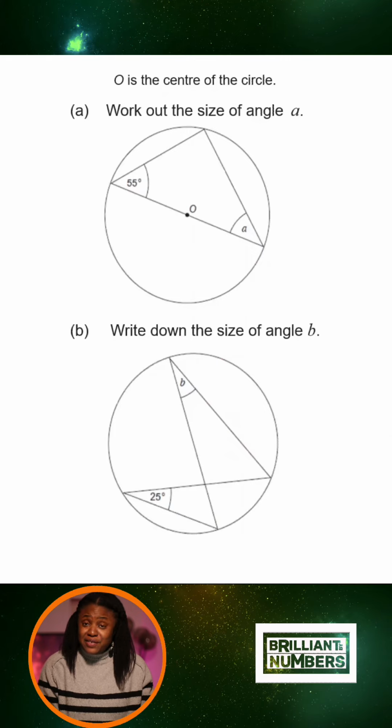Let's have a look at this question. We're told O is the center of the circle. Part A, we're asked to work out the size of angle A. Part B, another question that asks us to write down the size of angle B.